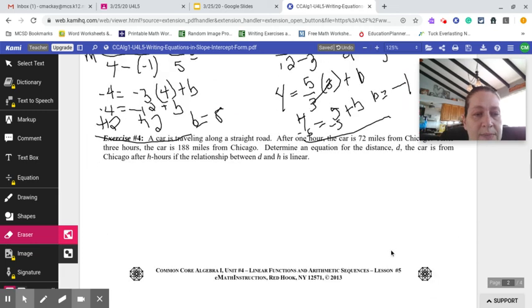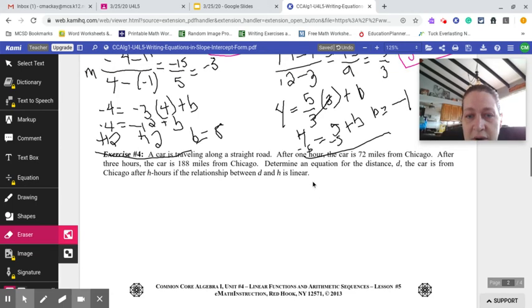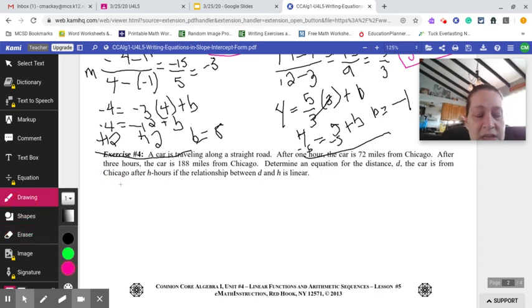Okay, let's look at the word problem. A car is traveling along a straight road. After 1 hour, the car is 72 miles from Chicago. After 3 hours, the car is 188 miles from Chicago. Determine an equation for the distance d the car is from Chicago after h hours if the relationship between d and h is linear. Okay, so let's use the information they gave us and we'll come up with 2 points.